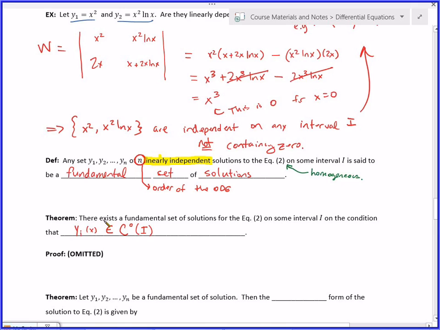By the way, C0 would mean that just the function itself is continuous. If I say C1, I mean continuously differentiable, which means the function's continuous, it's got a derivative, and its derivative is continuous. C2 is the function is continuous, its first derivative is continuous, its second derivative exists and is continuous. And so on. All I'm saying is that we've got a fundamental set so that all those functions are continuous on the interval for every i from 1 up to n.